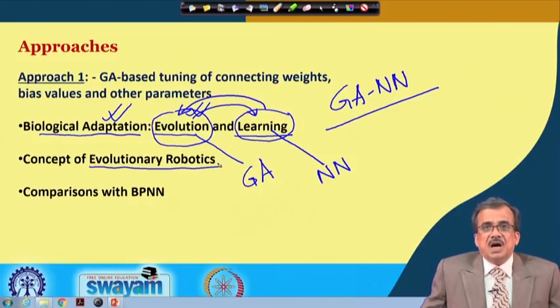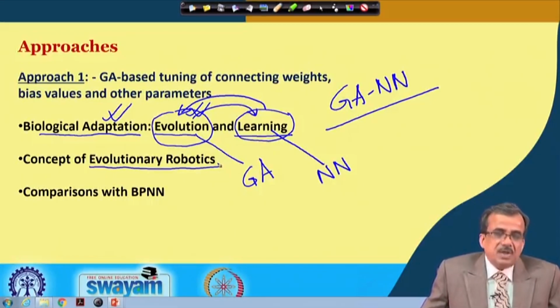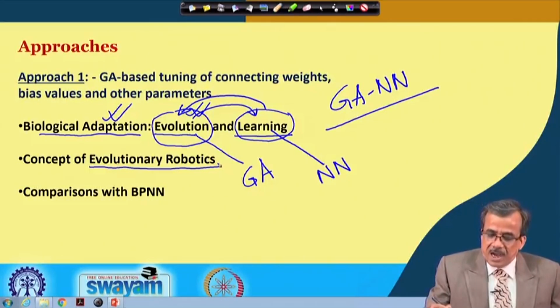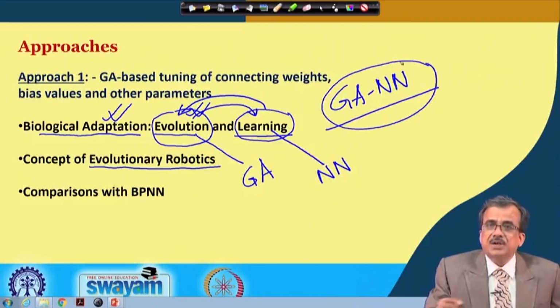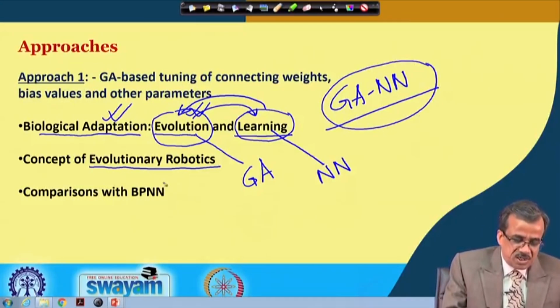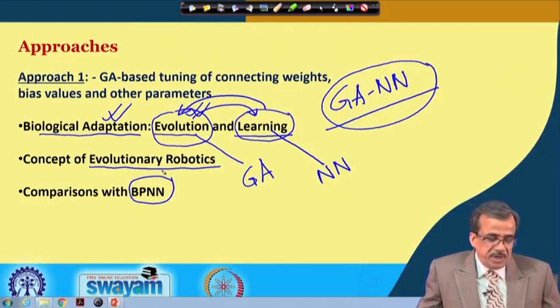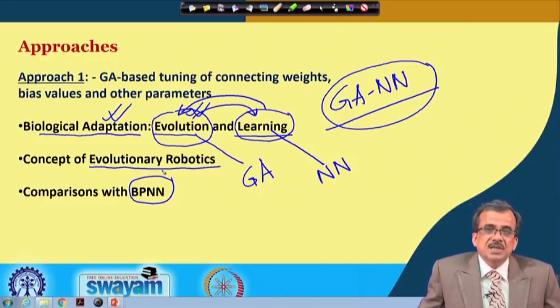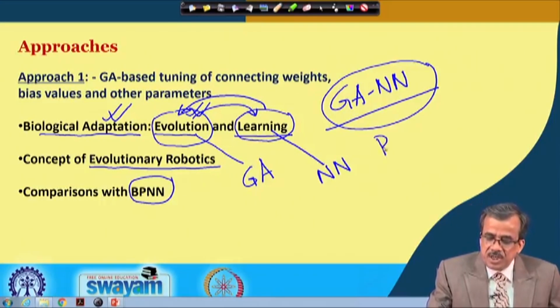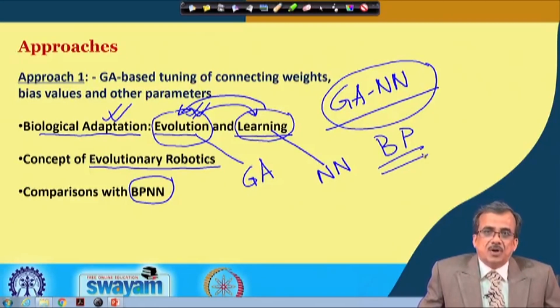Now, let us see how to use and how to develop this genetic neural system. I have already mentioned this GA neural network, and I have also discussed the back propagation neural network. Let me repeat: in the back propagation neural network, for optimizing we use the back propagation algorithm, that is the BP algorithm, and this BP algorithm works based on the steepest descent algorithm. This we have already discussed.